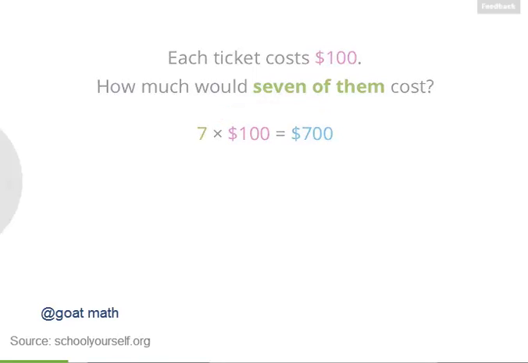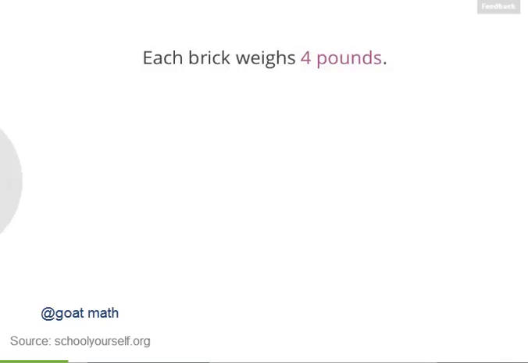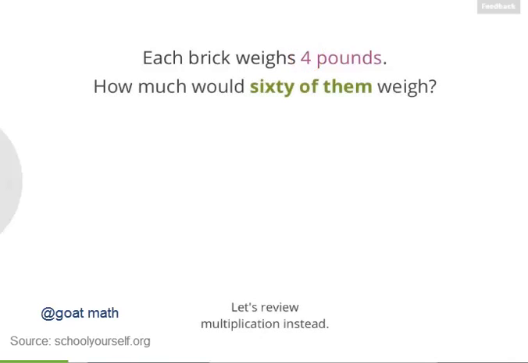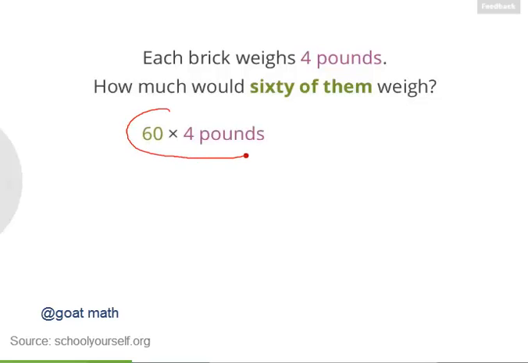Let's see another example. Suppose you have a lot of bricks, and each one weighs 4 pounds. So then how much would 60 of them weigh together? Right, each brick is 4 pounds and you have 60 of them. So the total weight is 60 times 4, or 240 pounds.